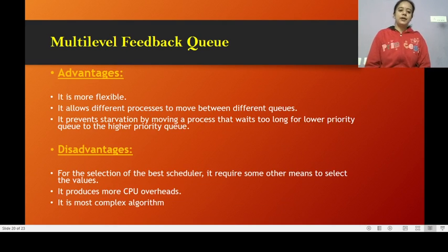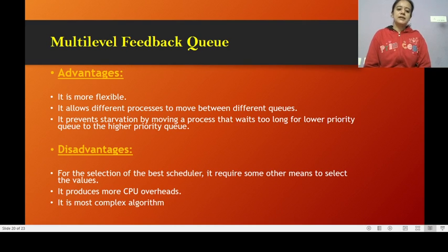What are the advantages of multi-level feedback queue? It is more flexible compared to multi-level queue and round robin scheduling. It allows different processes to move between different queues. It prevents starvation by moving a process that waits too long in a lower priority queue to a higher priority queue. This is the main advantage of multi-level feedback queue.